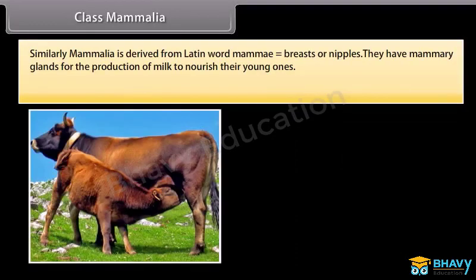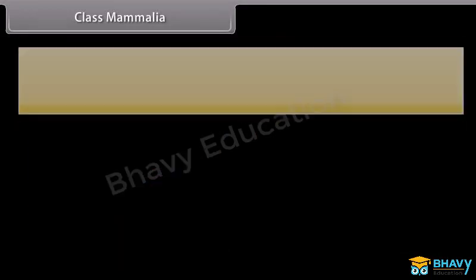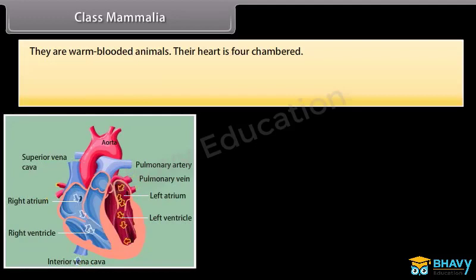Class Mammalia. Similarly, Mammalia is derived from the Latin word mammae, which means breasts or nipples. They have mammary glands for the production of milk to nourish their young ones. Their skin has hairs and sweat and oil glands. They are warm-blooded animals. Their heart is four-chambered.